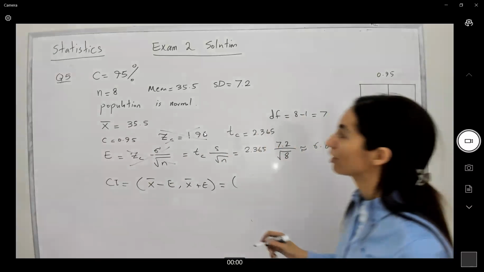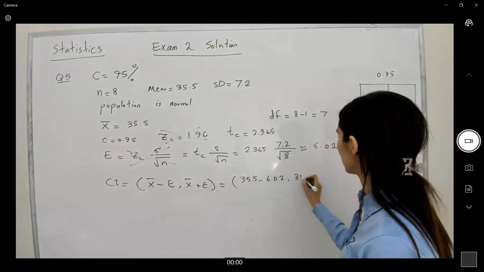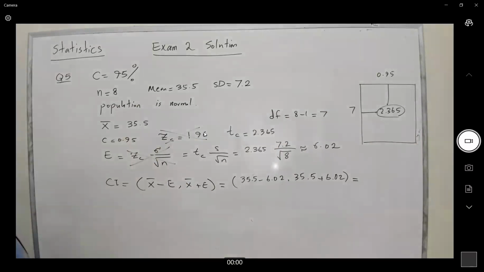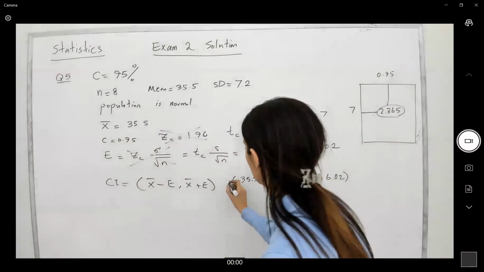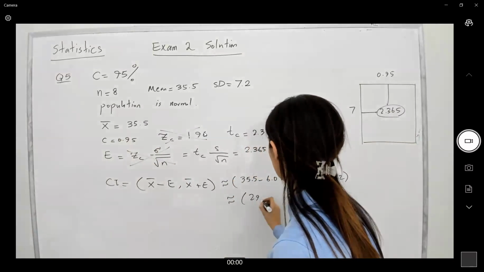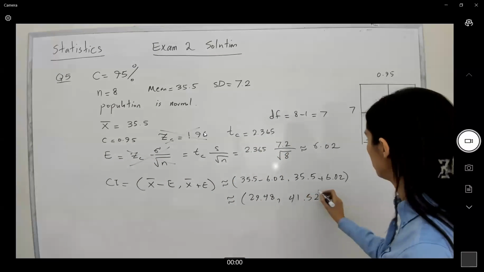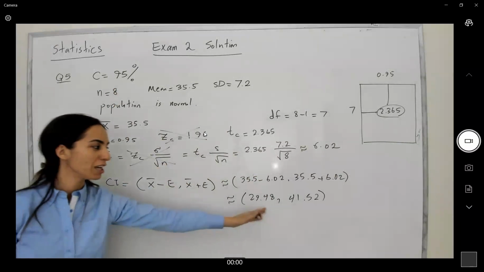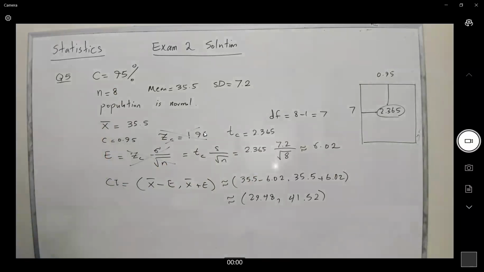And now the confidence interval is equal to x bar minus margin of error, x bar plus margin of error. So your x bar is 35.5 minus 6.02 and 35.5 plus 6.02, which gives you approximately 29.48 and 41.52. So we are 95% confident that the population mean is in between 29.48 and 41.52.